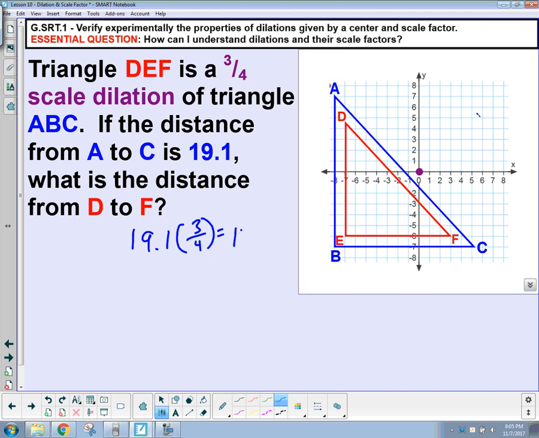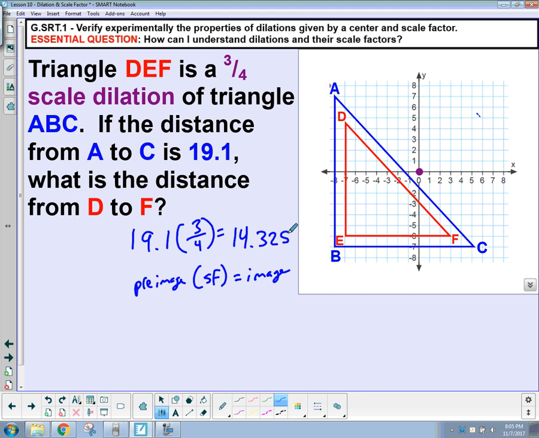So really the idea behind this is that your preimage times your scale factor is going to get you your image. Okay? And since this is just length, it's all in one dimension, so you can get away with stuff like this. When we talk about area, that's a whole different thing, and we'll get into that later.